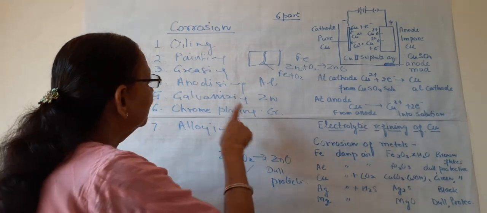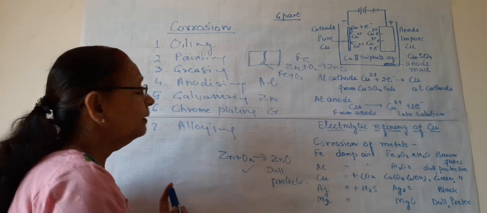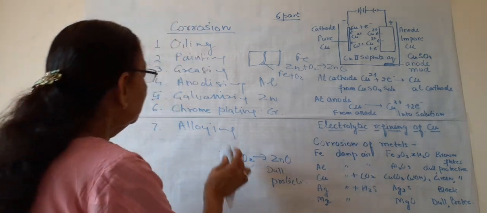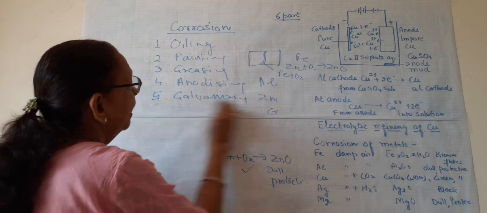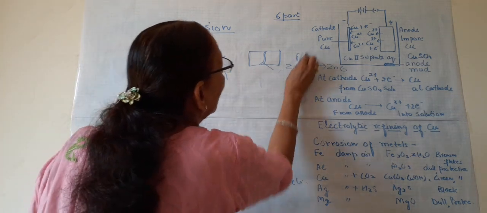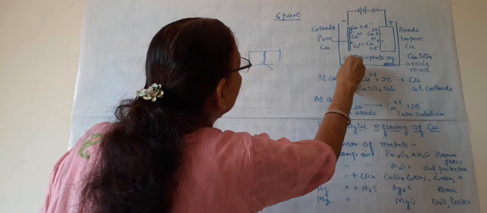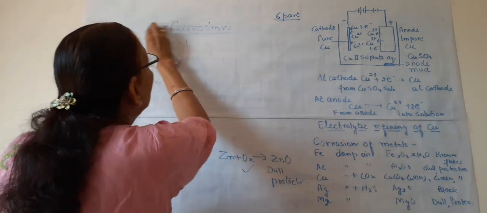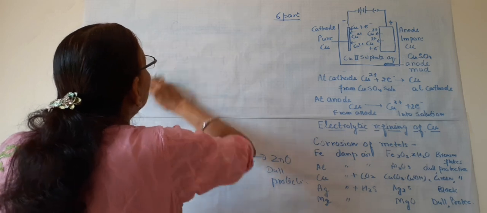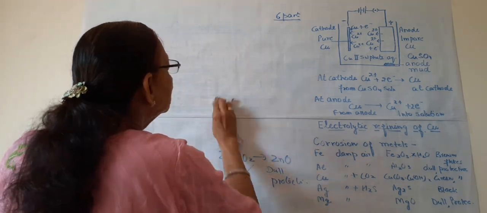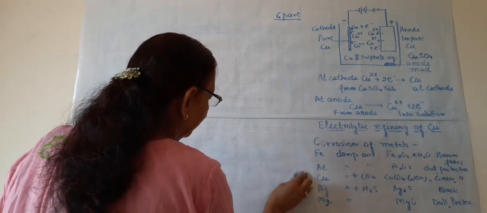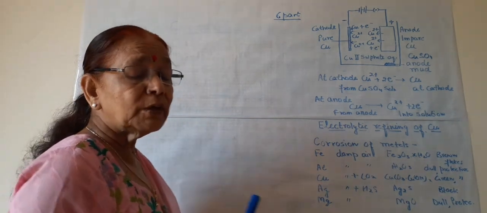So chromium plating is done like this, and next is alloying. Now we will see what this alloying is. Alloy, do you know what is alloy? Alloy is a mixture of two or more metals, or a metal and a non-metal. Are you understanding what is alloy?